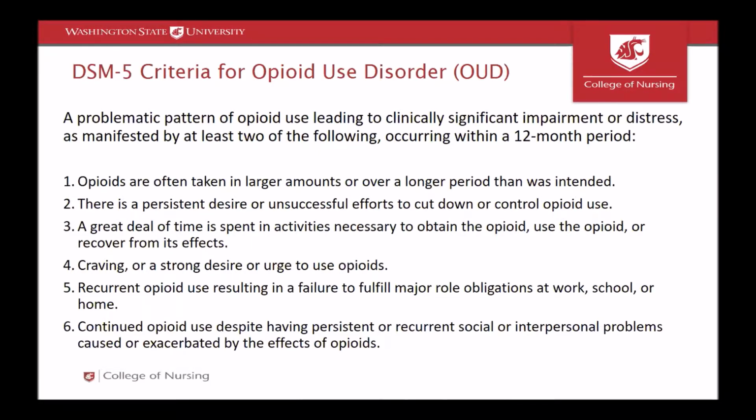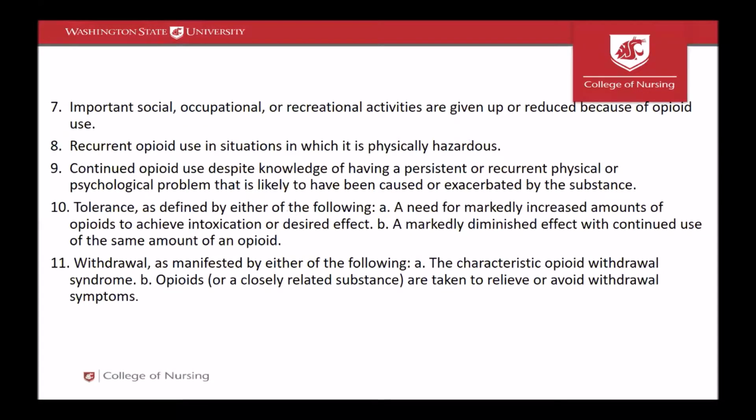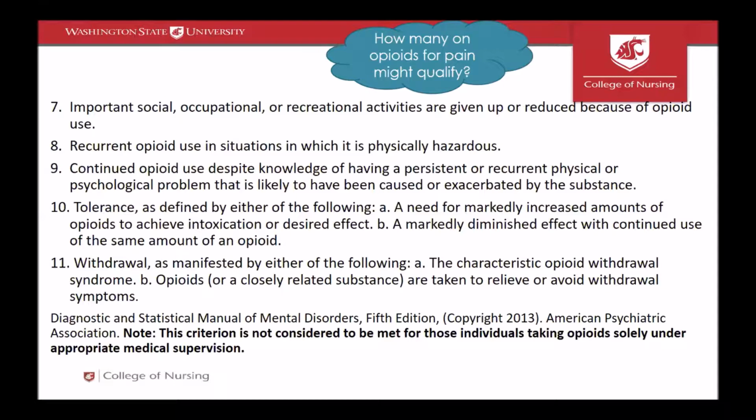Craving, strong urge to use opioids. We certainly see that in people who have become physically dependent and are using opioids for pain. So just think about the criteria and how it might relate to people who have a chronic pain diagnosis. And I think you will see there's some overlap. We do have this note at the bottom saying this criterion is not considered to be met for those individuals taking opioids solely under appropriate medical supervision. But I still feel that there can be some judgment or opinions that can enter into this picture.